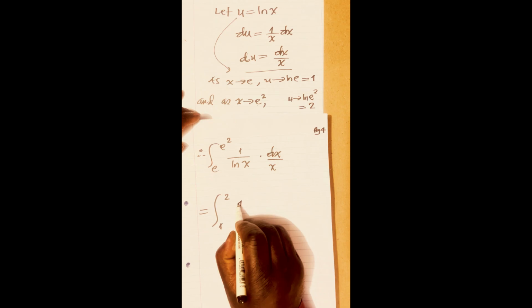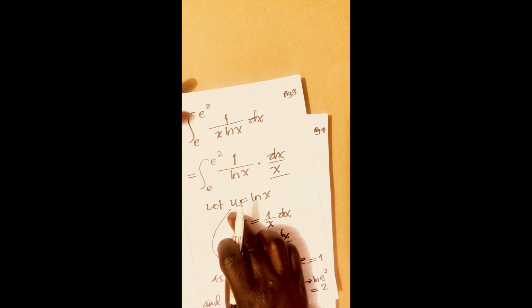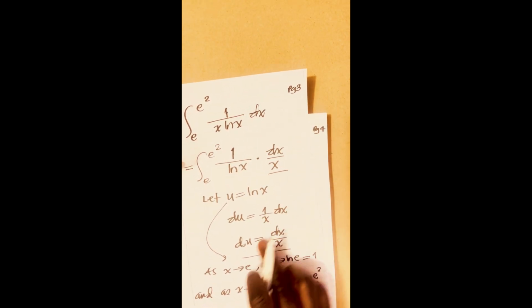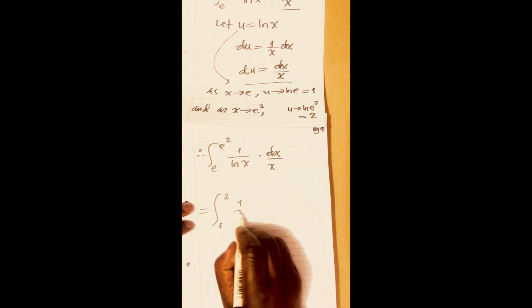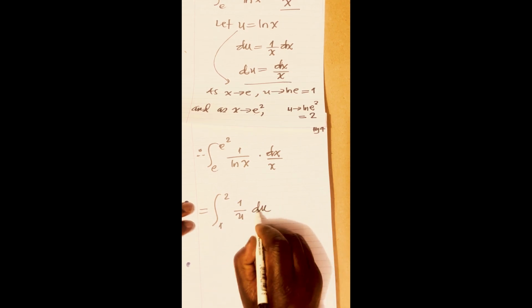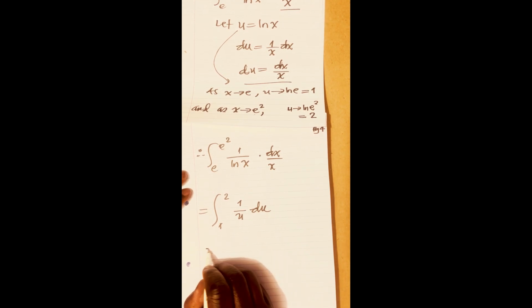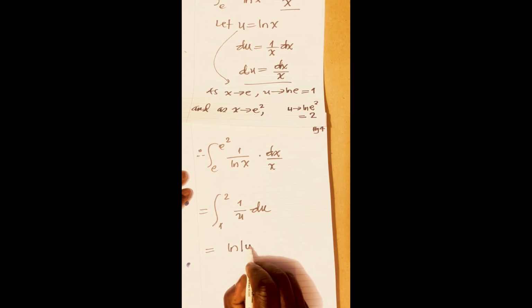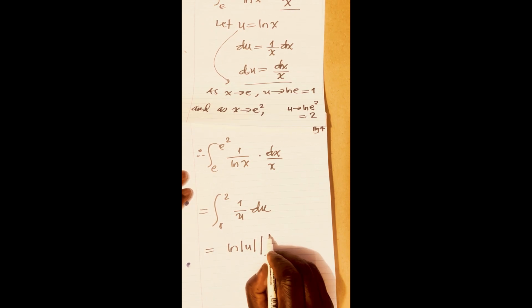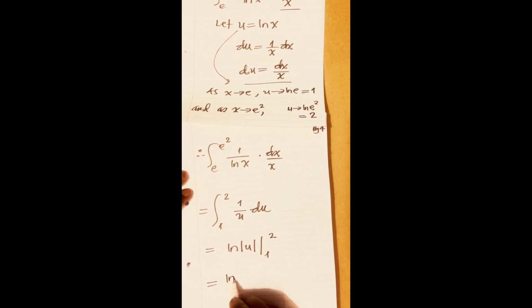But now I have 1 over, remember, natural log of x is actually u. So I put u here, and in that place I'm going to have du. So 1 over u du. Now, the integral of 1 over u, you'll agree with me that this is just natural log of u. But we're evaluating it from 1 up to 2. So this is natural log of 2. No need for absolute values because 2 is positive, minus natural log of 1. Natural log of 1 is 0. Our final solution is natural log of 2. That's our final solution to our second integral.